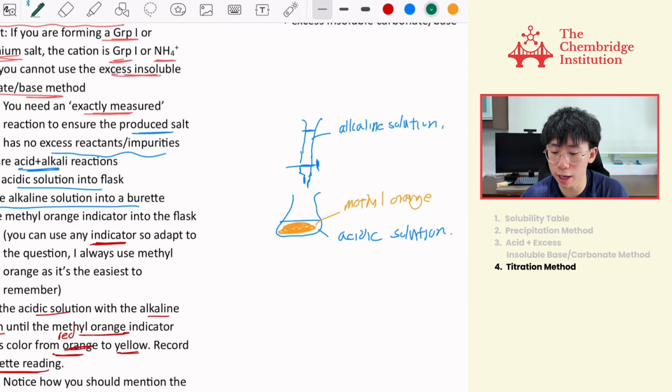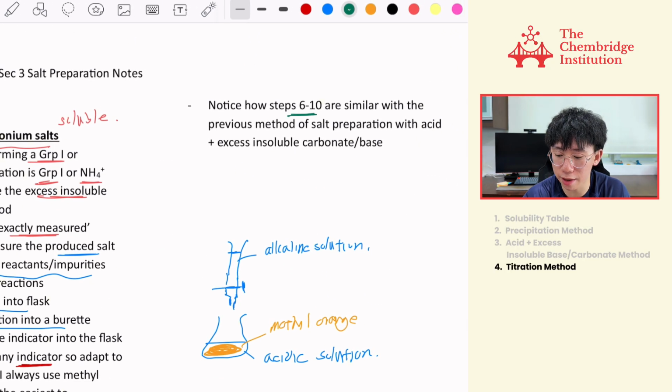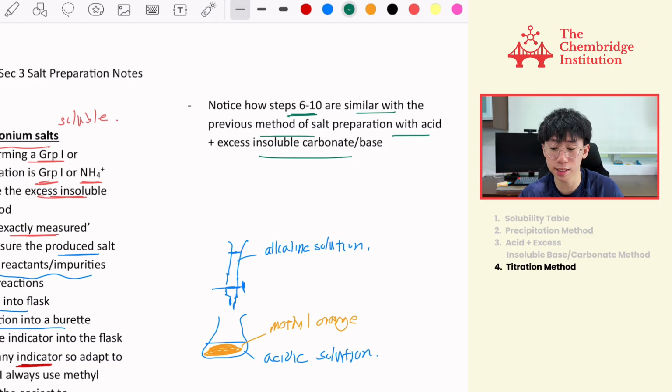Okay, so do realize over here that steps 6 to 10 are very similar to the previous method. This is because this is just the general crystallization procedure that you have to do. So I just put this here in case you're going to memorize it twice. I'm telling you it's very similar, so you don't have to memorize it twice.